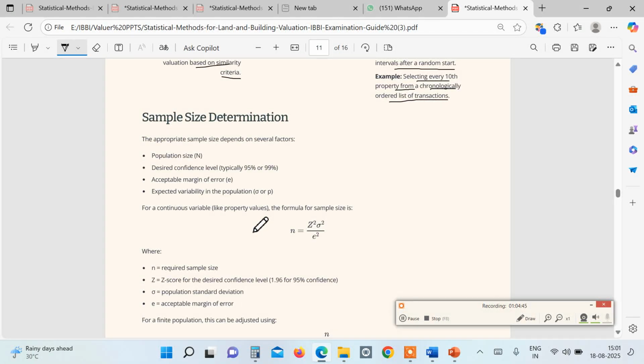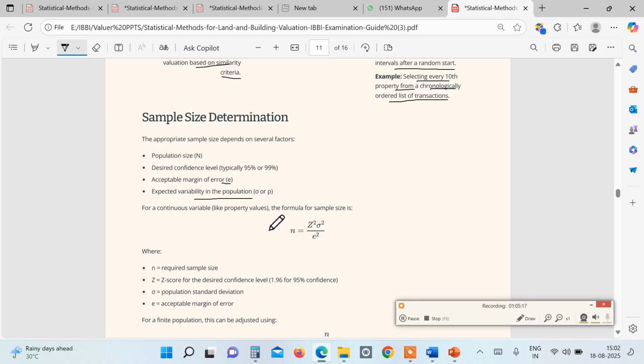So how is the sample size determined? The sample size is determined based upon several factors. First one is population size, which we denote N. Then is desired confidence level, so typically it is 95% or 99%. Then acceptable margin of error, we denote it E, and expected variability of the population, sigma or P.